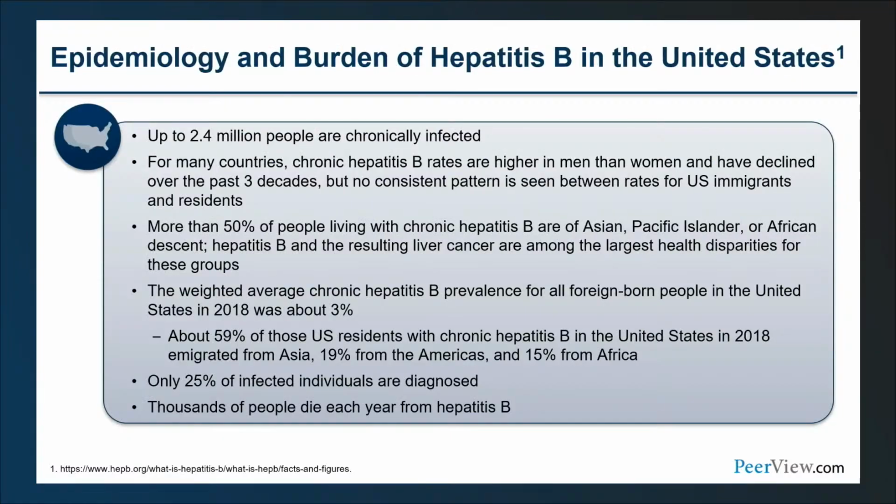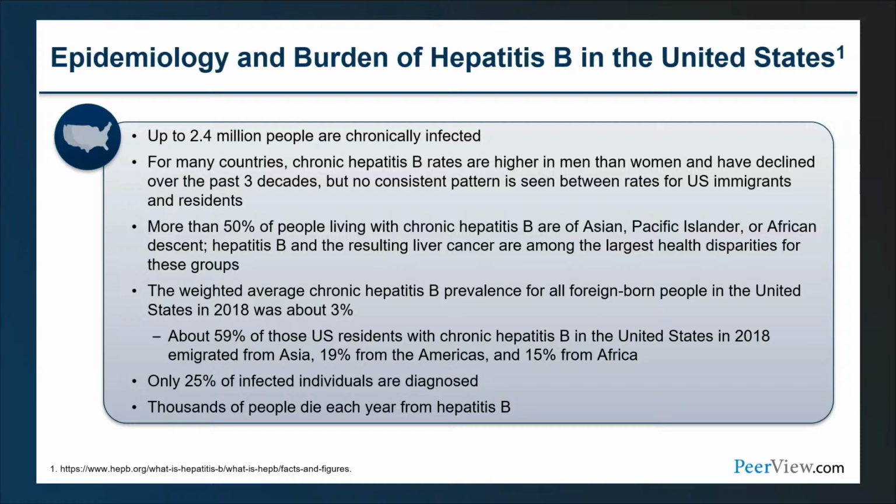So we're first going to talk about serologic markers and their utility in diagnosing and monitoring hepatitis B infection. And again, we learned about this earlier this afternoon, but depending on how the epidemiologic studies are done, up to 2.4 million individuals are chronically infected, with higher rates in males. And more than half the individuals infected with hepatitis B are Asian, Pacific Islander, or of African descent. And this also, not surprisingly, leads to high rates of hepatocellular carcinoma in this group and has created some substantial health disparities.